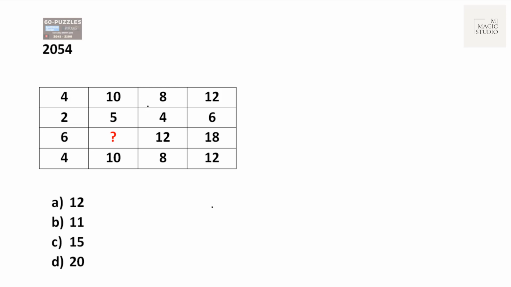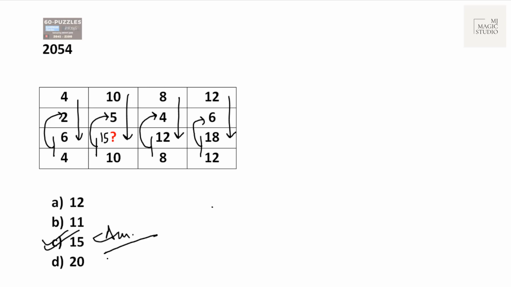4, 10, not working. 4 plus 2 is 6. 8 plus 4 is 12. 12 plus 6 is 18. So this should be 10 plus 5, 15, if I put 15 here. But what about these numbers? 6 minus 4 is 2. 15 minus 10 is 5. 12 minus 8 is 4. And 18 minus 12 is 6. Bingo. 15 fits in. Option C.